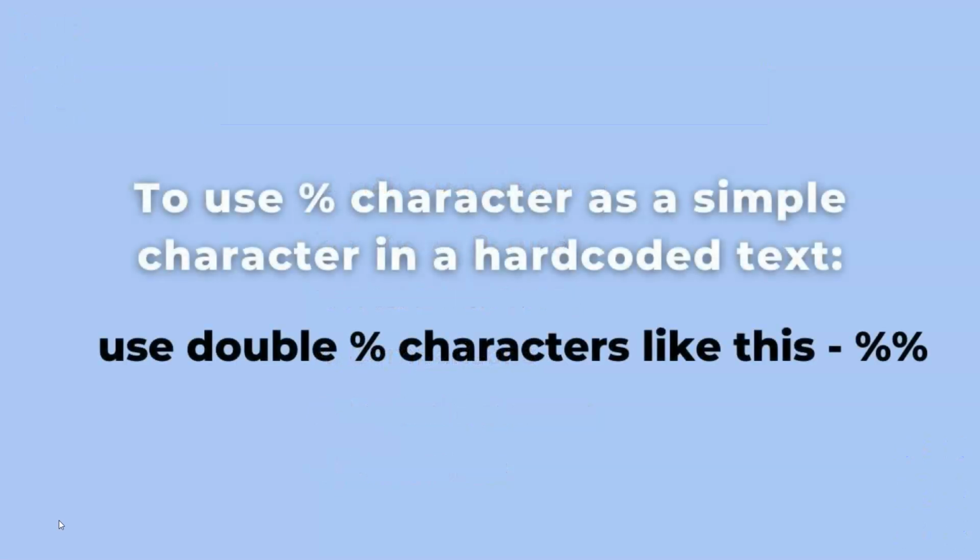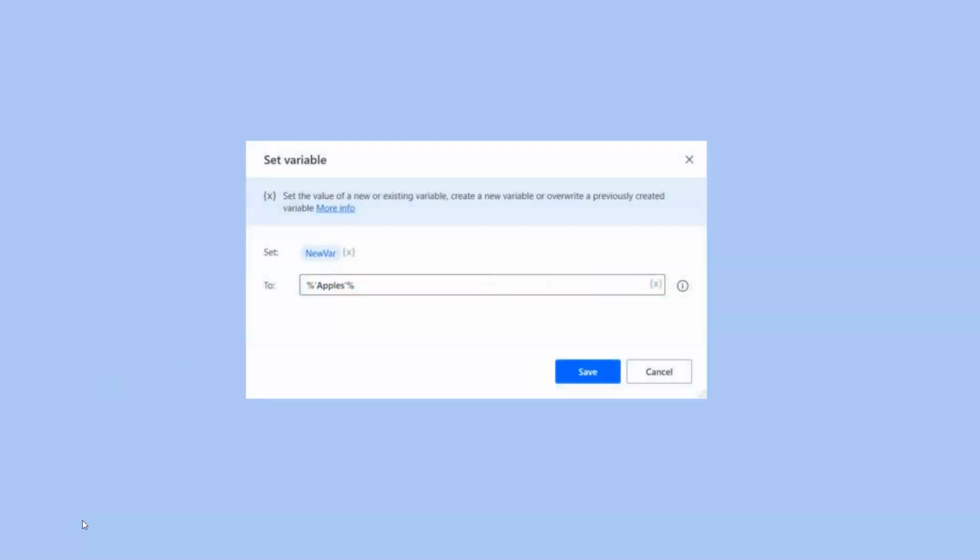Earlier in the video, we learned that it's important to enclose your variables with percentage signs so that the app can identify it as a variable. Some of you might wonder, what if I want to use the percentage sign as a simple character in a hard-coded text? Well, all you have to do is to use the double percentage sign like this. On to hard-coded text. You might want to use hard-coded text values in your expressions. Use quotes to do that. The application will identify any value between the quote characters as a text value and not a variable name.